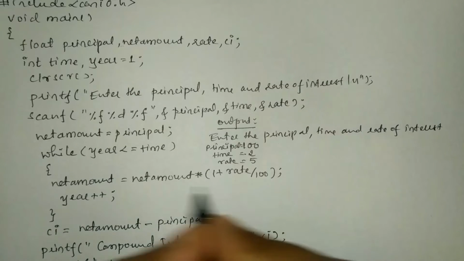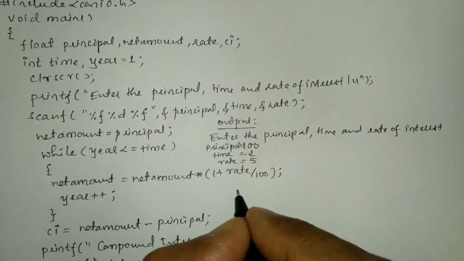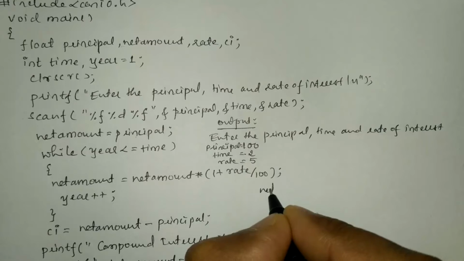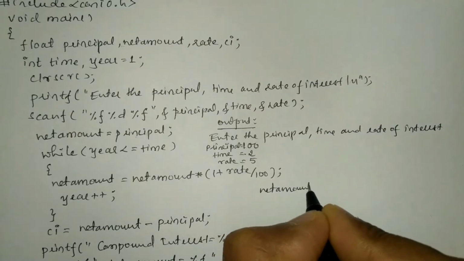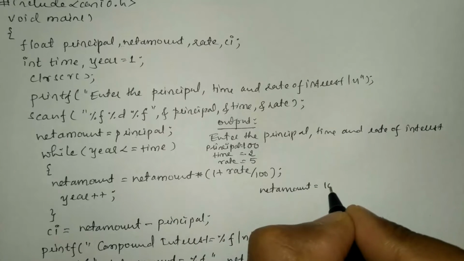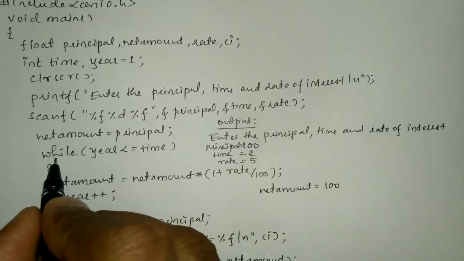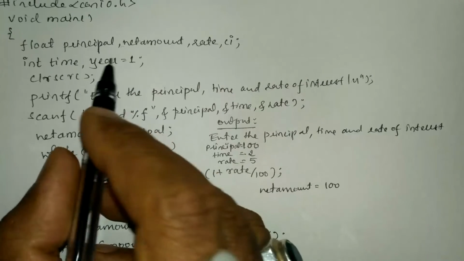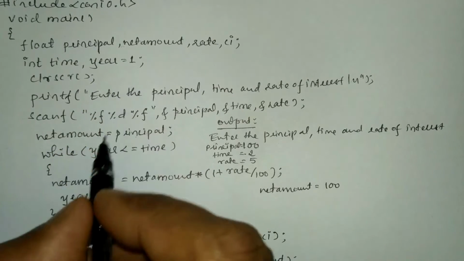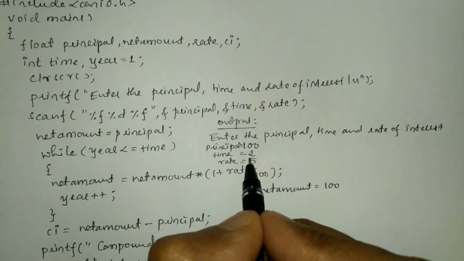Next, principal is initialized to net amount. Here I'm going to write net amount is equal to principal, which is 100. Next, while year is less than or equal to time, year is equal to 1. 1 is less than or equal to time, which is 2.